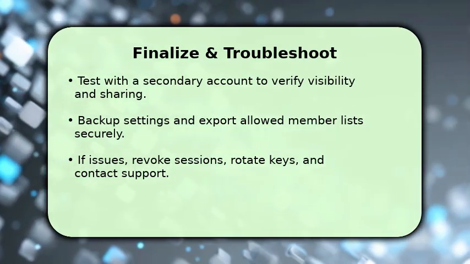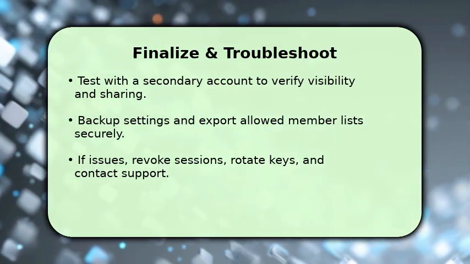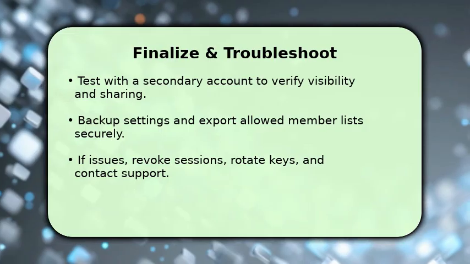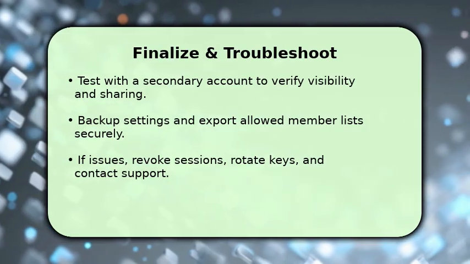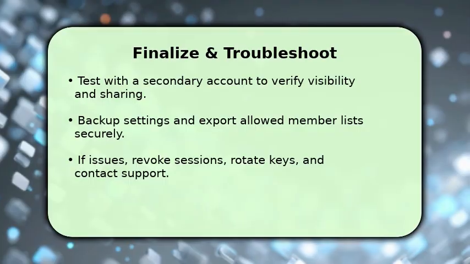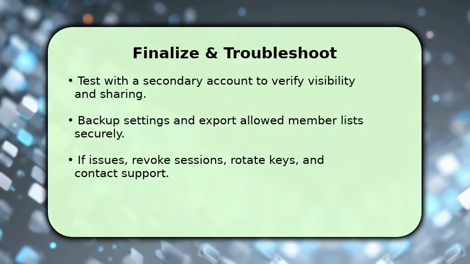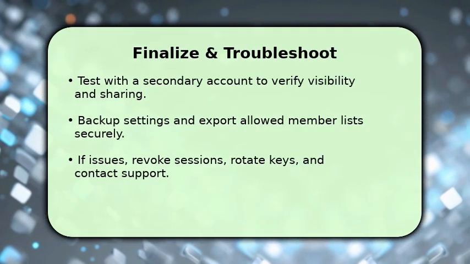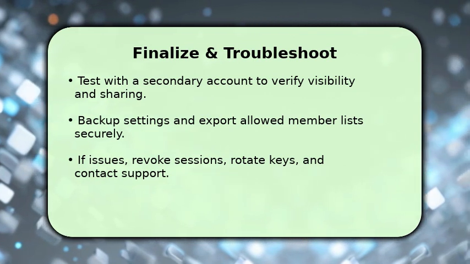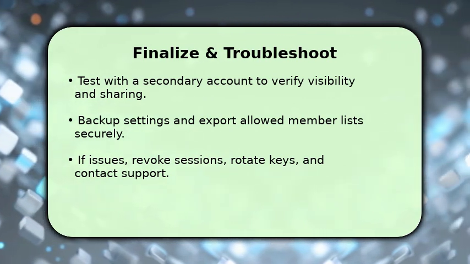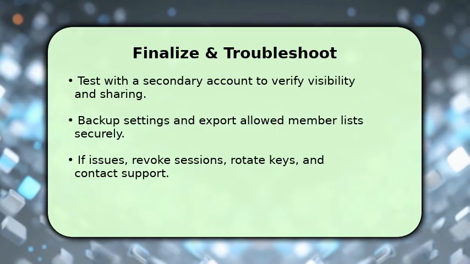This prevents lengthy reconfiguration. If something goes wrong, immediately revoke active sessions, rotate any sharing keys or access tokens, and recheck group memberships. If problems persist, contact app support with logs. One key troubleshooting tip: always test changes before broad rollout to catch misconfiguration.